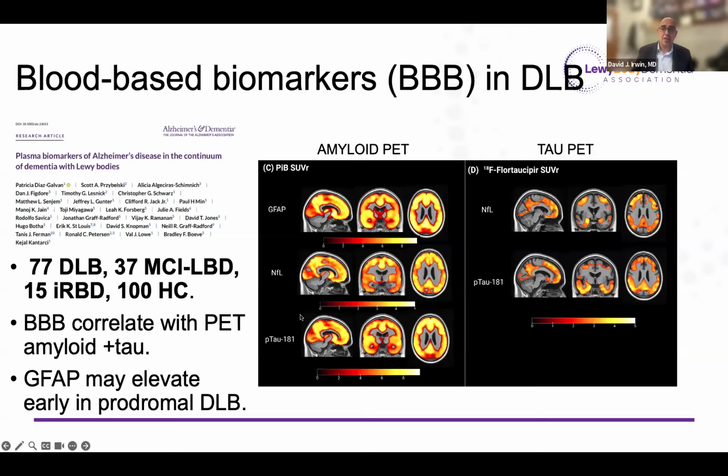And then this nice study included patients both with DLB as well as early stages of DLB and healthy controls. They found, as depicted here in these heat maps, that these blood-based biomarkers related to amyloid or plaque pathology in the brain as well as tangle pathology. So blood tests may give us complementary information, relative ease of acquisition compared to imaging, and might tell us about risk of progression.